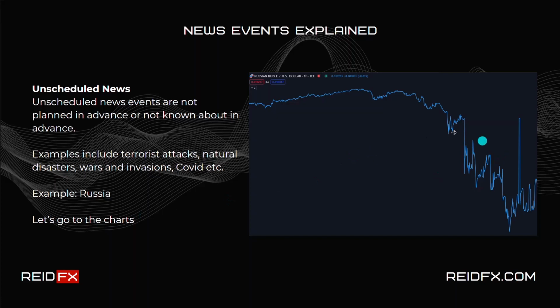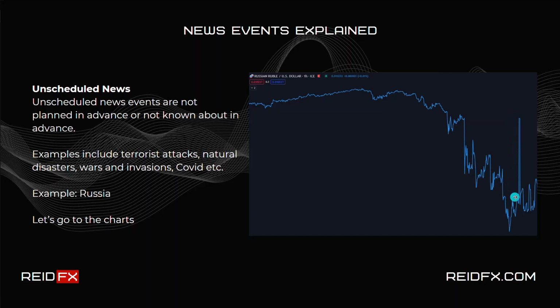And what we can see here is a chart on TradingView, and this is the Russian ruble versus the US dollar. Now, if we look pre-invasion, we can see lots of tiny little movements. The swings are very small, and this is sort of your normal market volatility. Then if we look at the invasion period, we can see that the swings are absolutely enormous. Look at this one here.